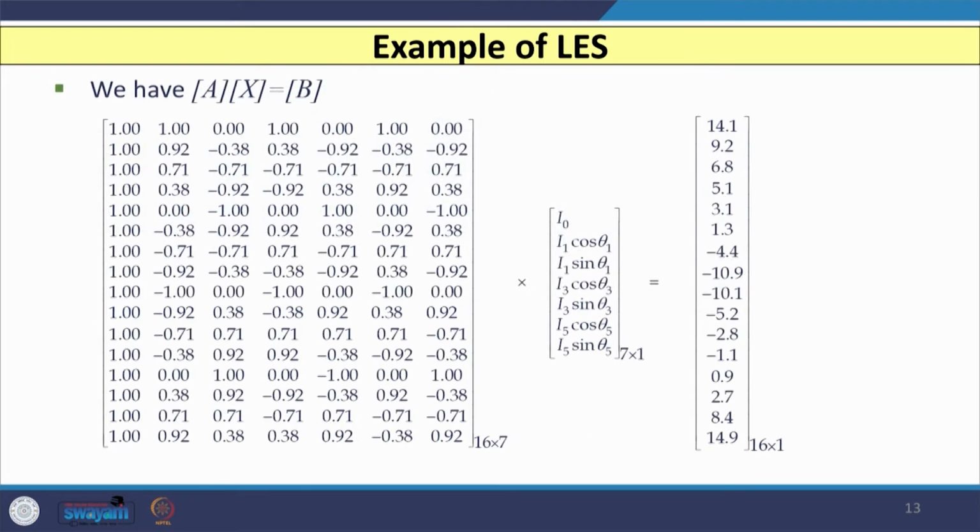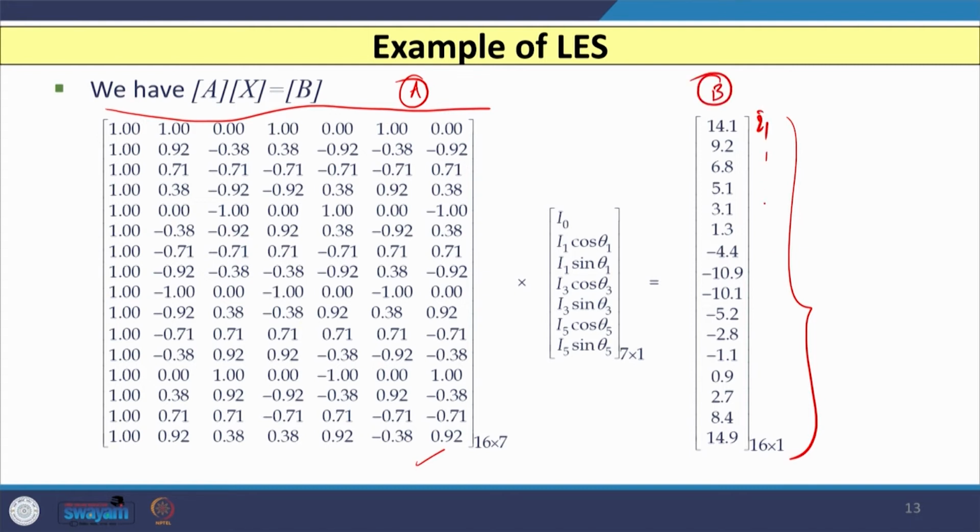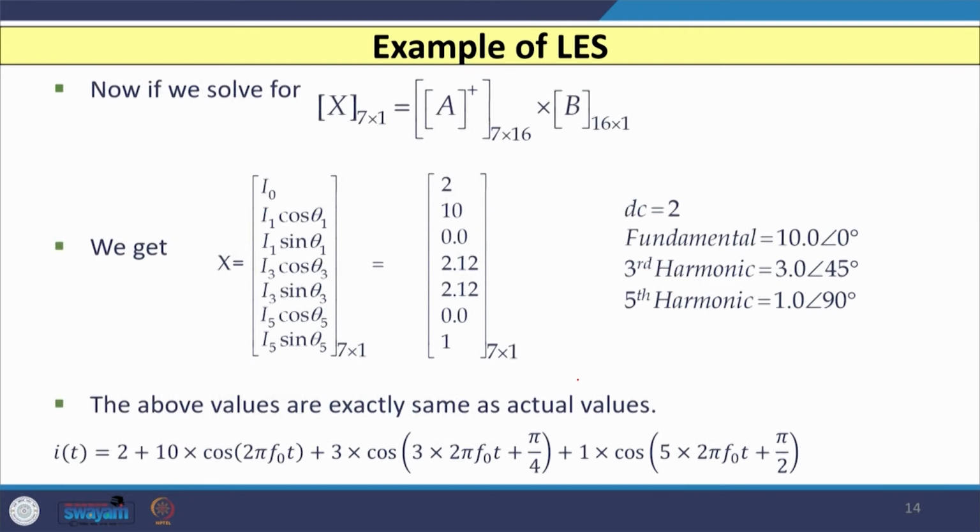Here, when you calculate the matrix A by putting in the values of omega 0 and T s, you will have this value of A. You will have the B matrix, that is your sample values from I1 to I16, and then you have the unknown matrix X. So you finally get the unknown matrix X, which is 7 cross 1.